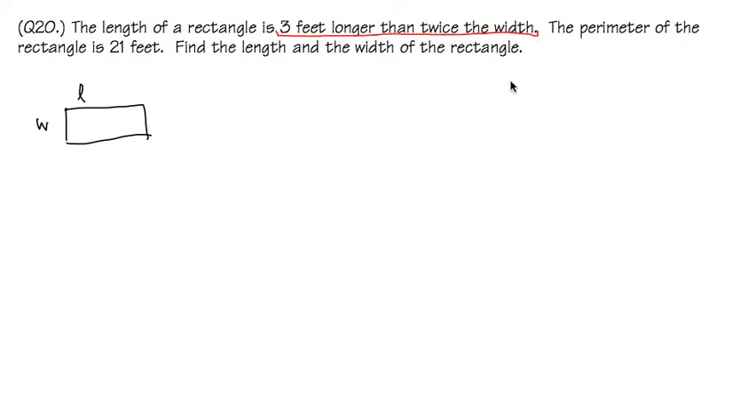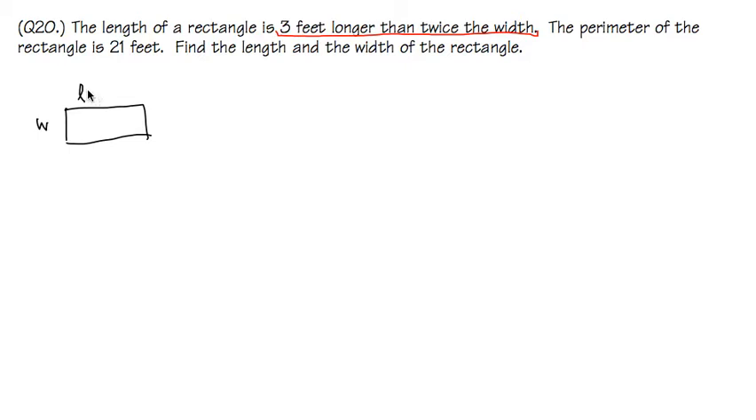The first sentence says, the length of a rectangle is 3 feet longer than twice the width. So imagine today, I tell you that the width is equal to 5. Then, to figure out the length, you do 2 times 5, which is 10. But then you add 3 to that, because it says 3 feet longer. So that would be 13.